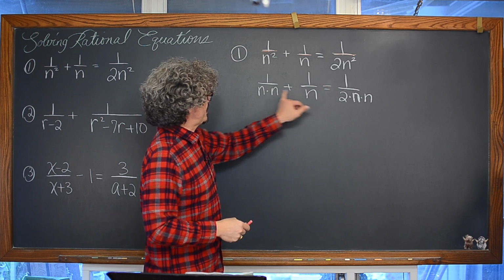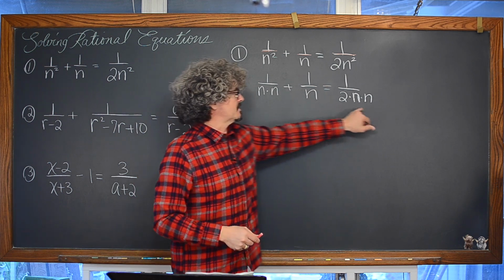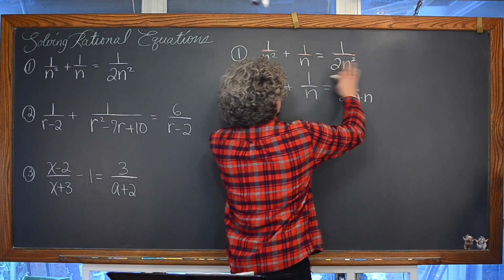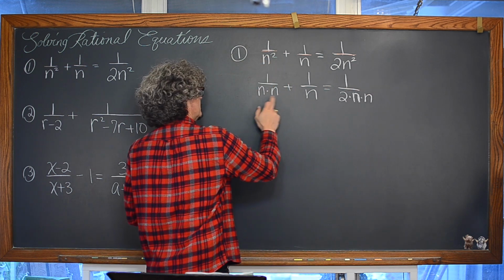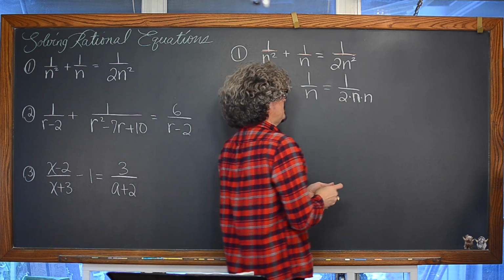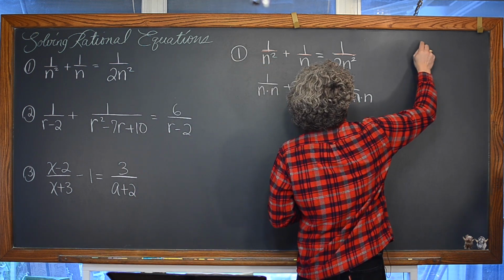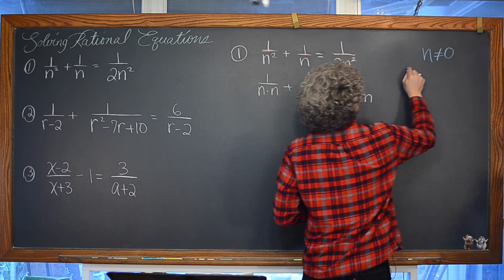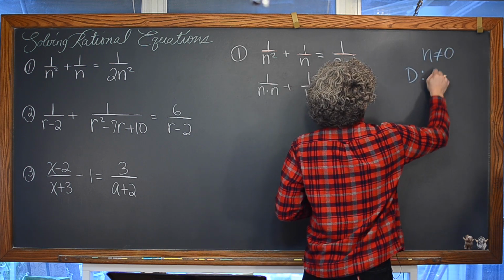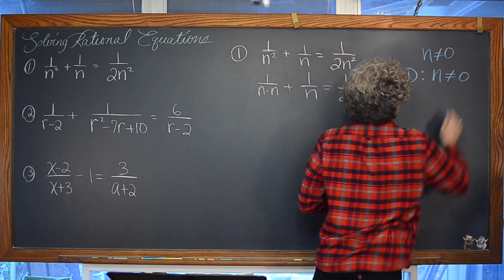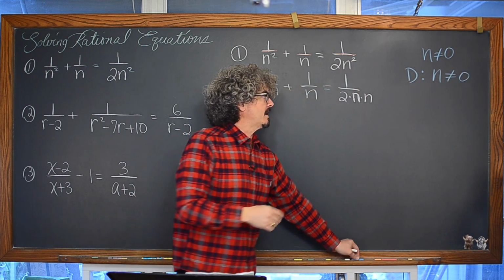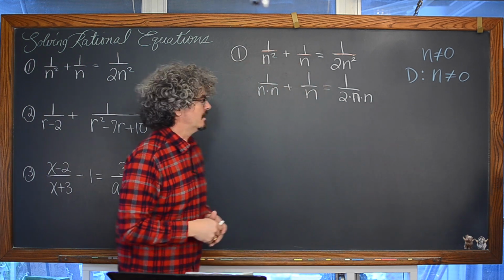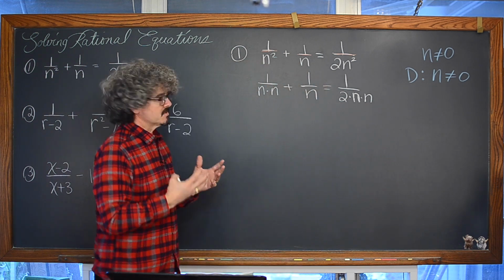So we have a factor of n in each of these denominators and a factor of 2. Well, you don't want any of these factors of n to be equal to 0. So your domain is that n cannot equal 0. N cannot be equal to 0. And you can have that written in a couple of formats: inequality format, interval notation, whatever your textbook is using.